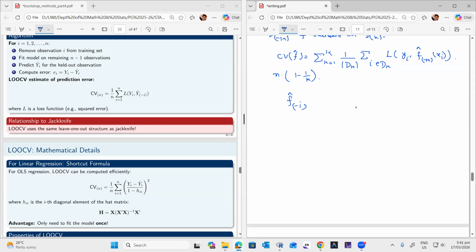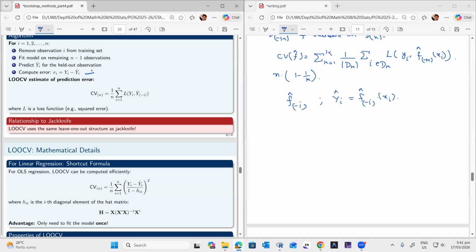So the prediction y cap i is basically equal to f cap minus i of xi. All right. This prediction is independent in the sense that observation i was not used to fit the model, providing an unbiased assessment of the model's performance on a new observation. After that, we are calculating the error here, ei equals yi minus y cap i. So this is the raw residual for the held out observation.